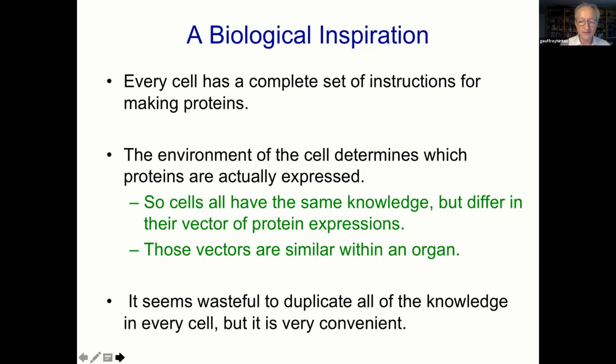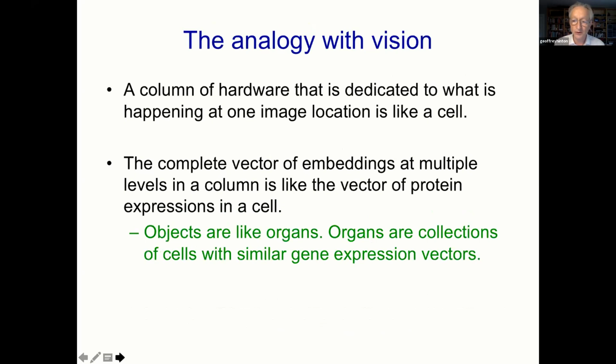And of course, it seems wasteful to replicate knowledge in cells, to have the knowledge in every cell, which we do. But that's just like replicating weights in a neural net. And it makes life very convenient. I'll come back to the issue of whether neural nets can really replicate weights later. So a column of hardware that represents what's going on in one small patch of an image is the equivalent of a cell. And the vector of protein expressions of a cell is like the multiple embedding vectors in a column.